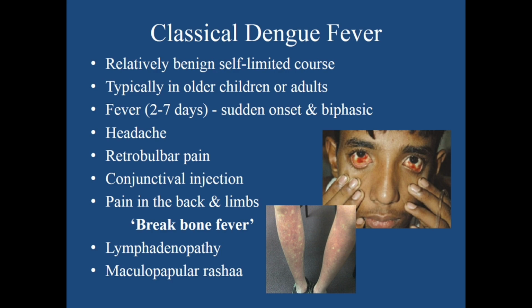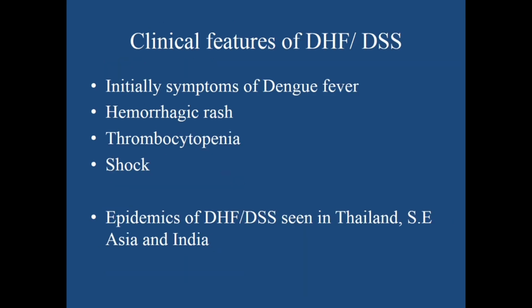Headache, retrobulbar pain, conjunctival injection, pain in the back and limbs, that's why it's known as breakbone fever. There'll be lymphadenopathy and maculopapular rash. Even though these symptoms are there, they may be relatively benign, and the course is usually self-limited. But in dengue hemorrhagic fever and dengue shock, initially there may be symptoms of dengue fever, but suddenly symptoms of hemorrhage, thrombocytopenia and shock can occur. These epidemics have been seen in many Asian countries, in Thailand, Southeast Asia and India.